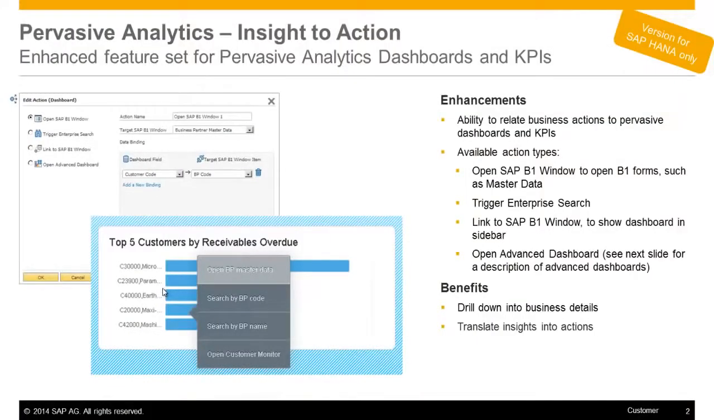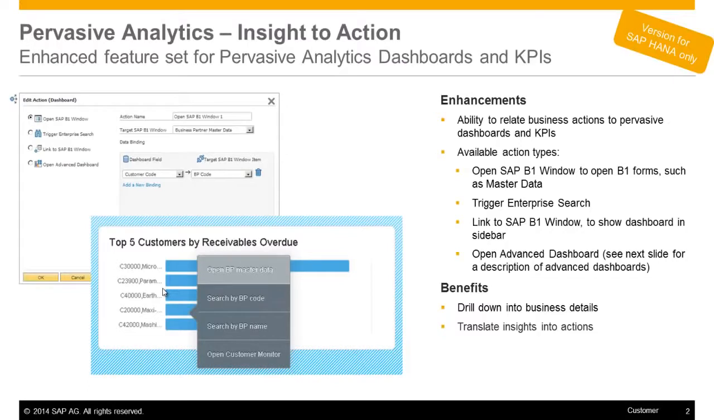With SAP Business One version for SAP HANA, the pervasive analytics designer has been enhanced. There is now the ability to relate business actions to pervasive dashboards and KPIs. The available action types are: open SAP B1 window, to open B1 forms such as master data; trigger enterprise search, to open the enterprise search, searching for related data; and link the Business One window to show a dashboard in the sidebar. This is also available since 8.8.2 for SAP HANA.